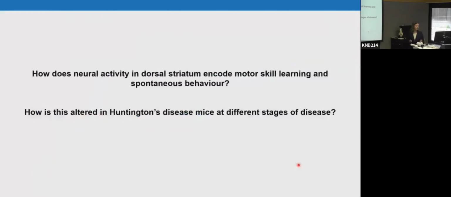So I had two main questions for this project. How does neural activity in the dorsal striatum encode motor skill learning and spontaneous behavior? And how is this altered in Huntington's disease mice at different stages of disease?